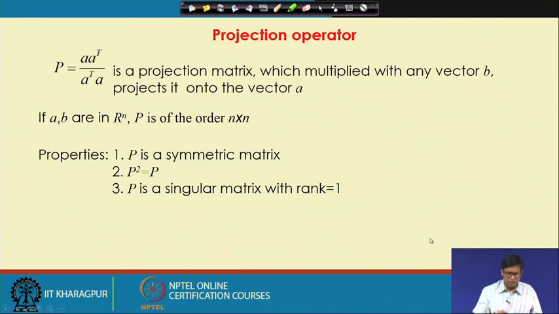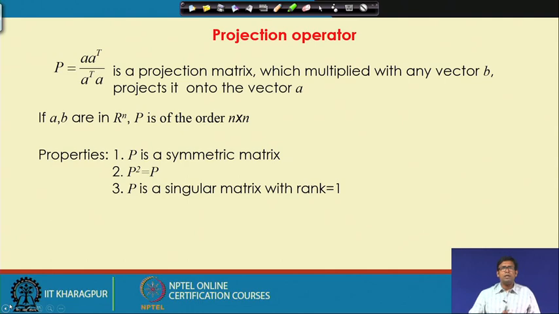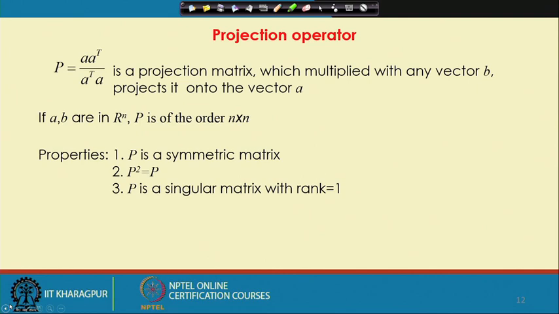So, we look into further detail. P is A transpose A is a projection matrix which multiplied with any vector B will project the vector B onto vector A. If A, B are in Rn, real coordinate space of dimension n, P should be of the order of n into n.